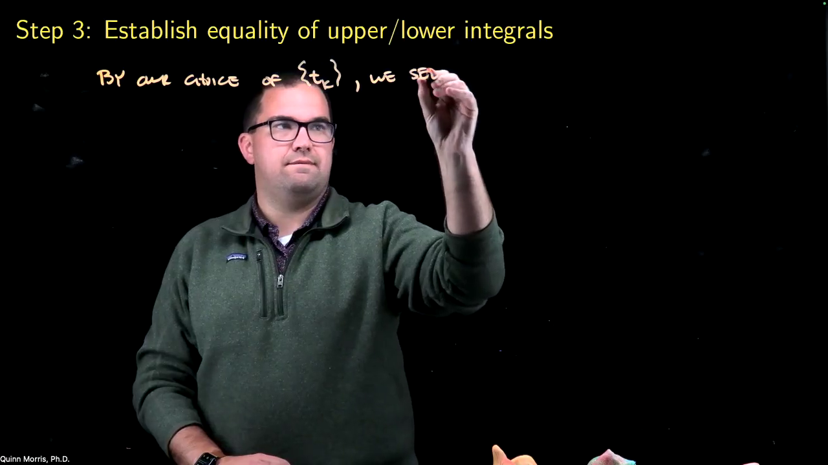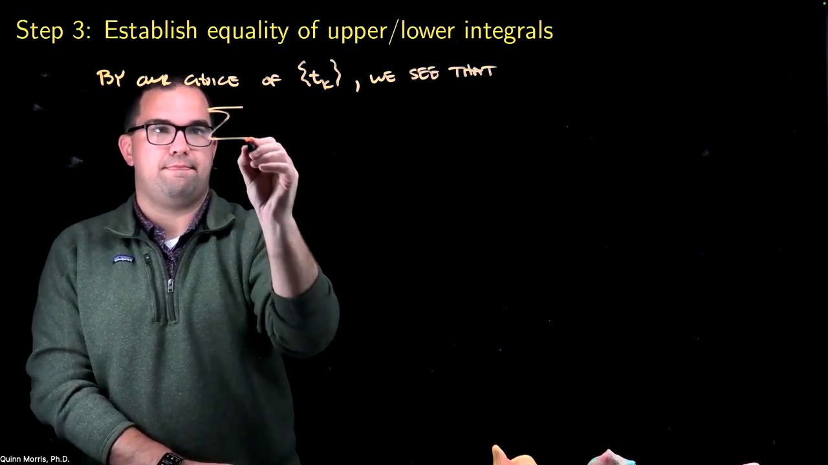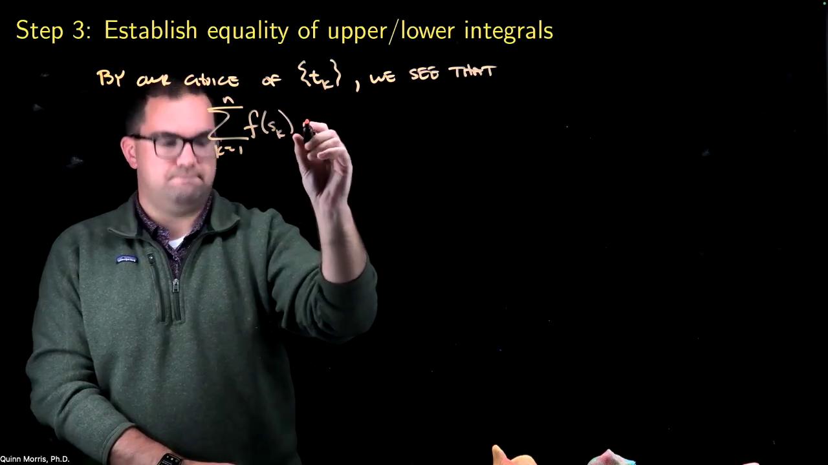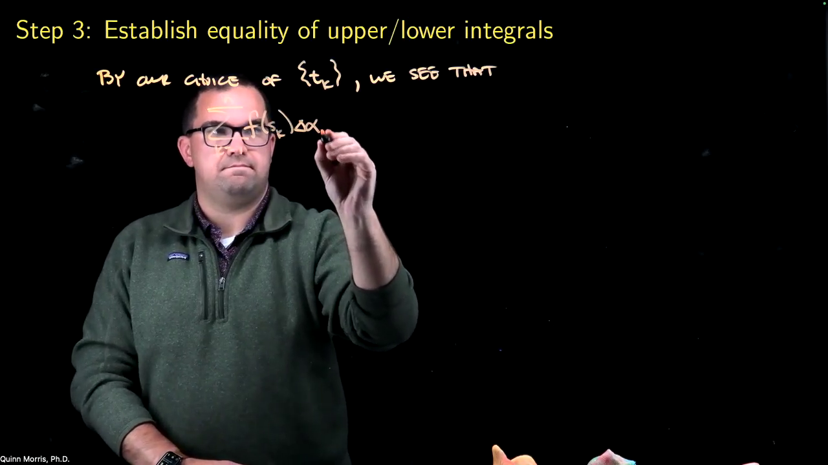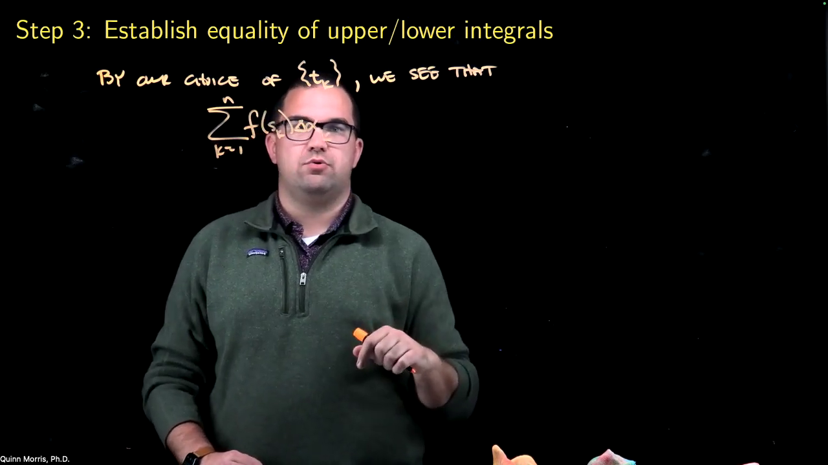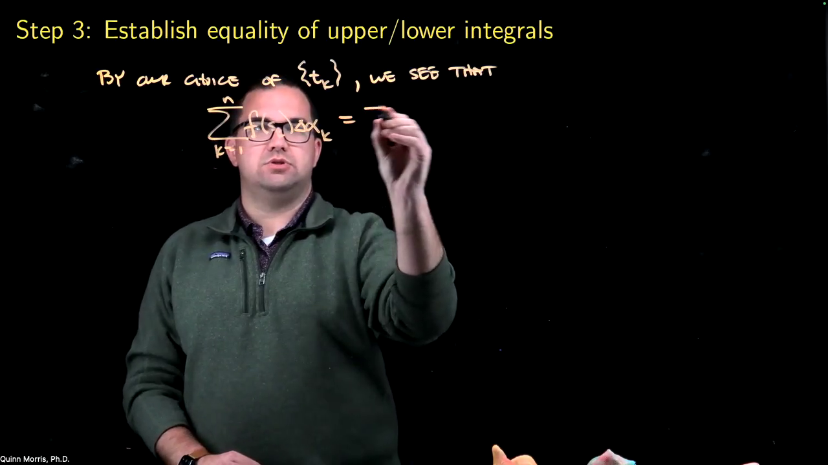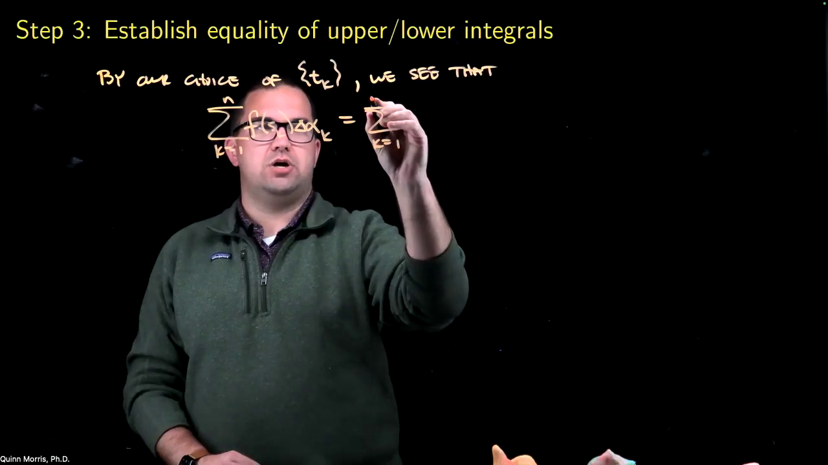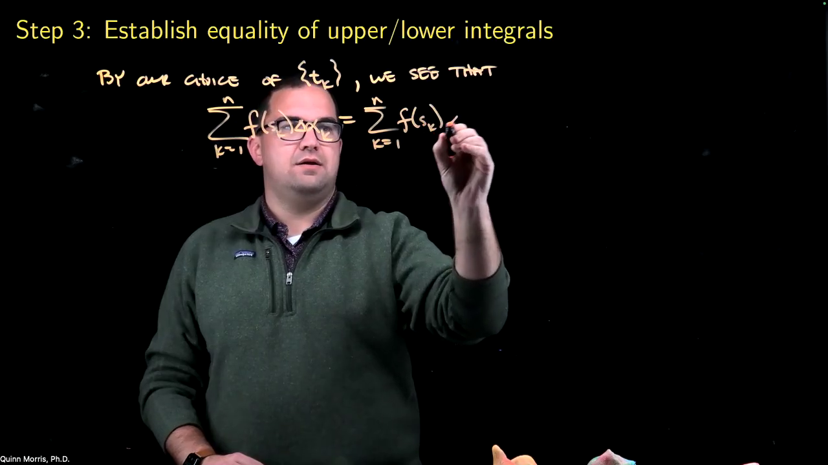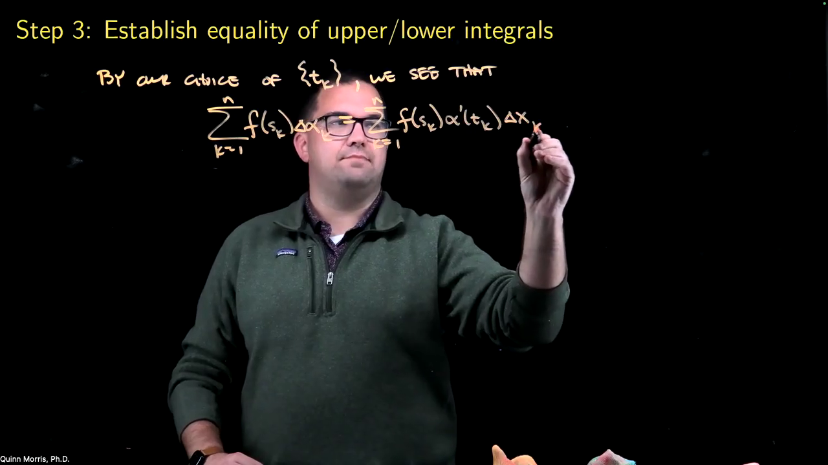We see that if I look at this sum, remember these tk were chosen so that this delta alpha k is equal to alpha prime of tk times delta xk. So just by the exact way we chose these in the previous slide, this is f of sk alpha prime of tk times delta xk.